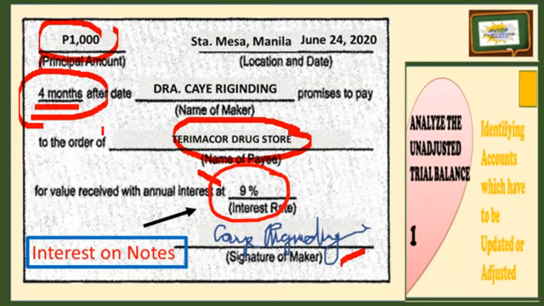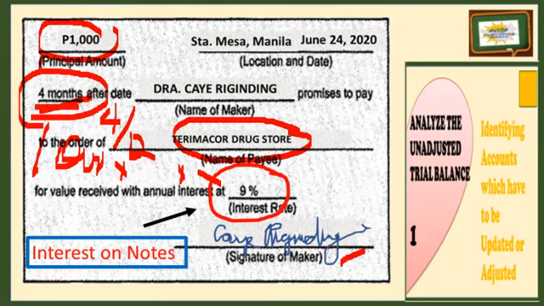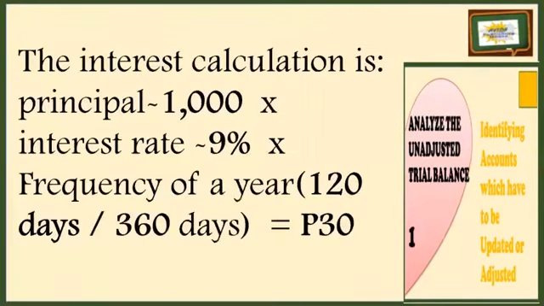So this is 4 months, 4 over 12, because there are 12 months in a year, and the period is expressed in months. So that will be 4 over 12. 1,000 times 4 over 12 times 9%. That will be the computation. So we have 1,000 times 9% times 120 over 360, or 4 over 12. So you have 30 pesos interest. Okay.